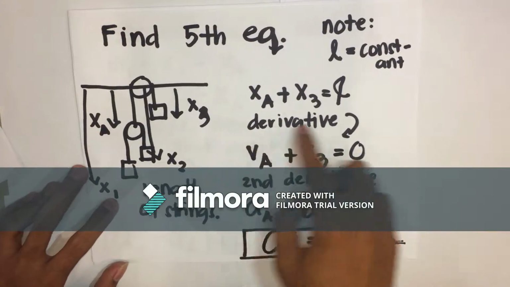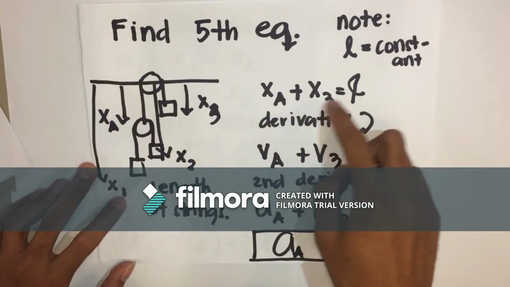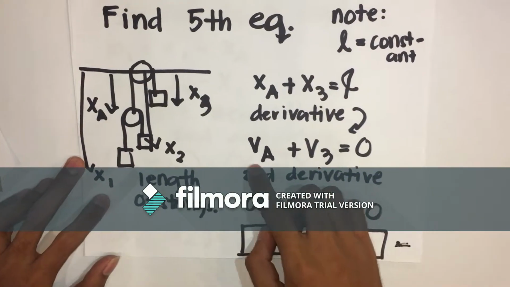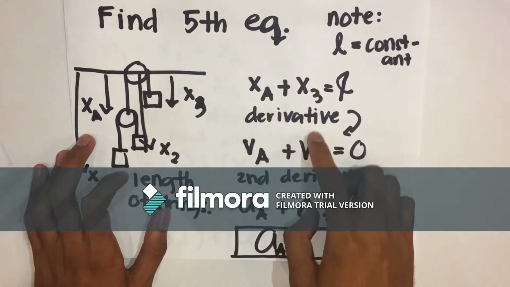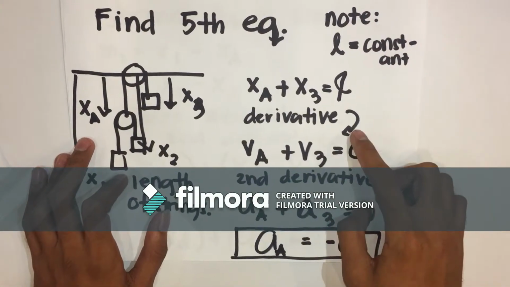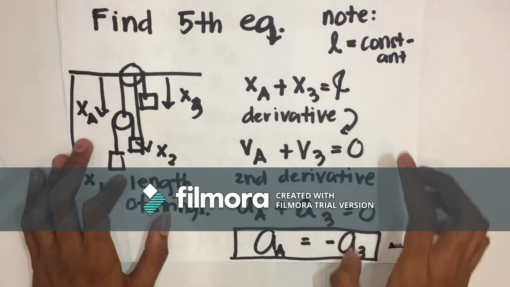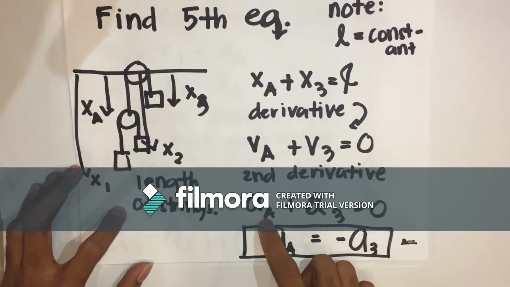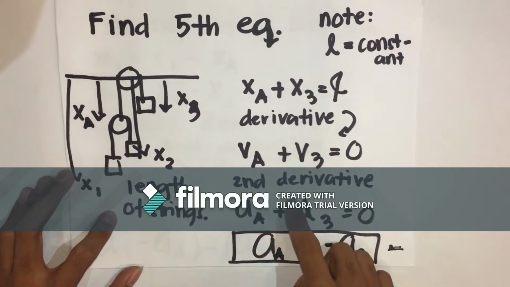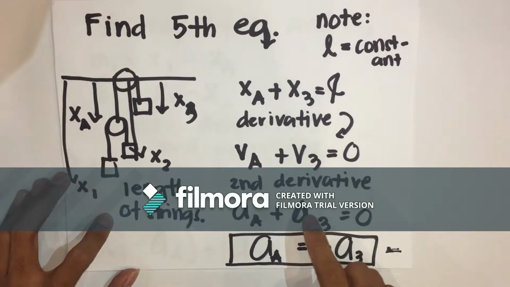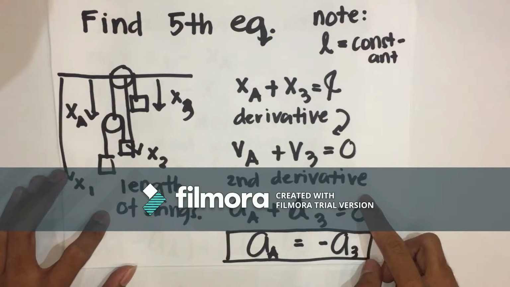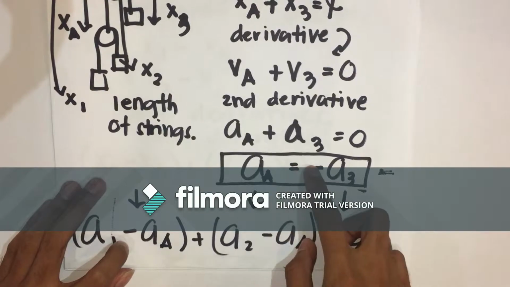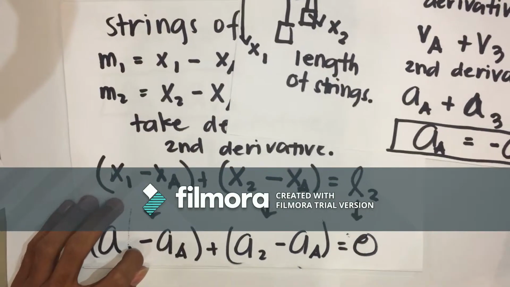We need to take the derivative of XA plus X3 is equal to length, so we get the velocity of pulley A plus the velocity of the third box, which is equal to 0. The derivative of a constant is 0. Next we take the second derivative, which gives us the acceleration of pulley A plus the acceleration of box 3, which is equal to 0. Then we need to take note that the acceleration of pulley A is equal to the negative acceleration of box 3.